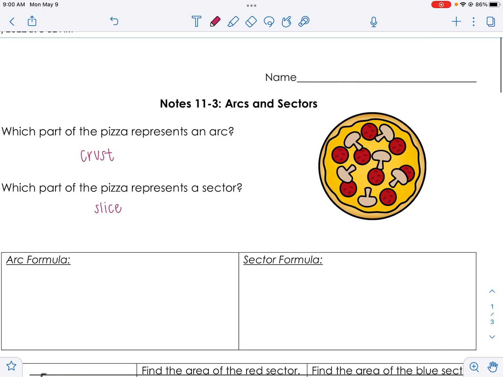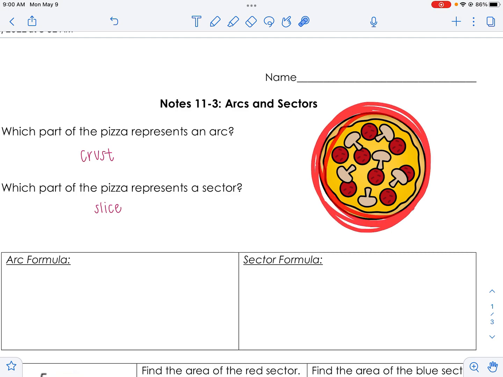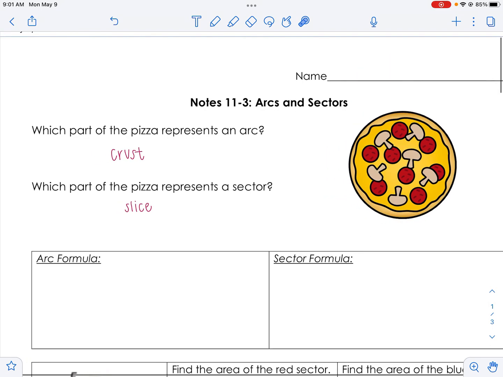So what we're going to get into today is not necessarily the measure of it. For example, if that was a 50-degree angle, then the measure of the arc would be 50 degrees. But how much crust are you actually going to get? What's the length of it? If the circumference was 12 feet long and we have a 30-degree slice, how long would that piece of crust be? Or how much actual space would you have for toppings? So that's what we're going to get into.